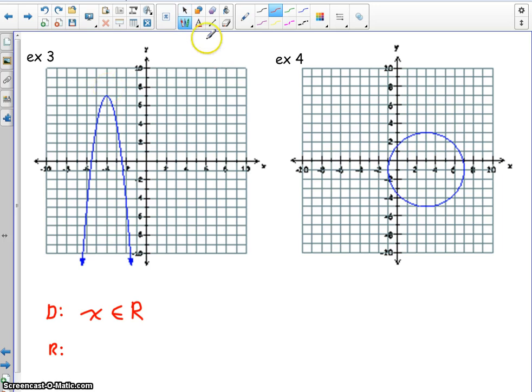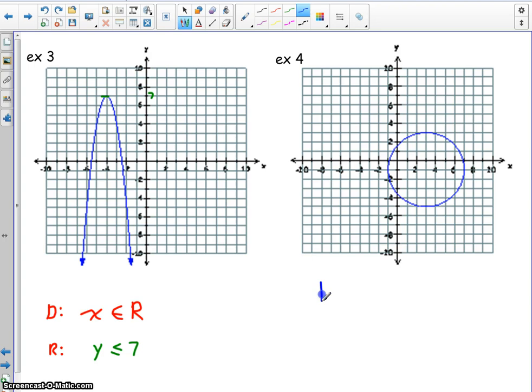As for y, it cannot be any real number because y does not exist above the vertex here. So the only y values that can exist are ones that are less than or equal to the highest y value right here, which is not the clearest graph. It looks like this is at 7, so y is less than or equal to 7.